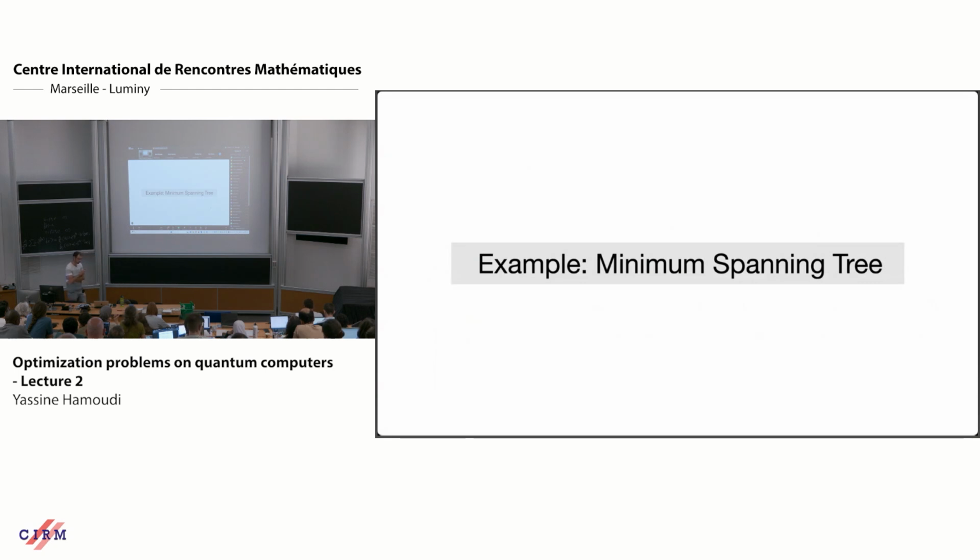Okay, so let's have a look at a concrete problem for which quantum minimum finding will give us some interesting running time guarantee. And this example is about graphs, and in particular about something called minimum spanning tree.